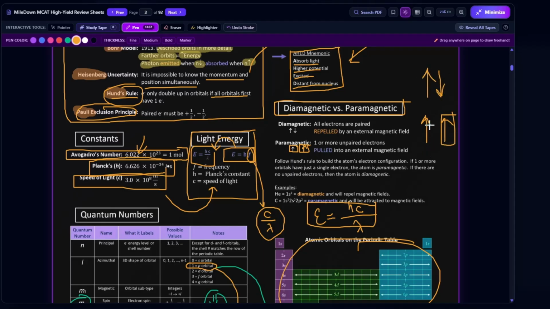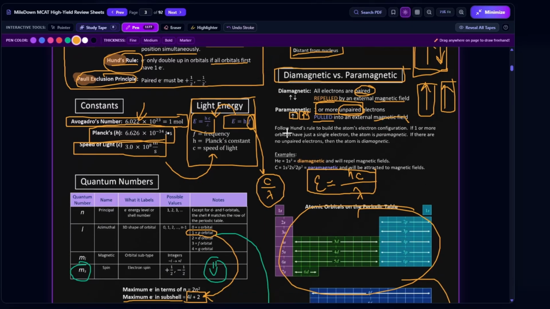So parallel means unpaired, right? There's not two electrons in one box. Diamagnetic, there's a pair. So it's paired and repels a magnetic field. Paramagnetic pulls a magnetic field, and you can have one or more unpaired. The keywords are unpaired and paired. Follow Hund's rule to build an atom's electron configuration. If one or more orbitals have just a single electron, the atom is paramagnetic. If there are no unpaired electrons, then the atom is diamagnetic.